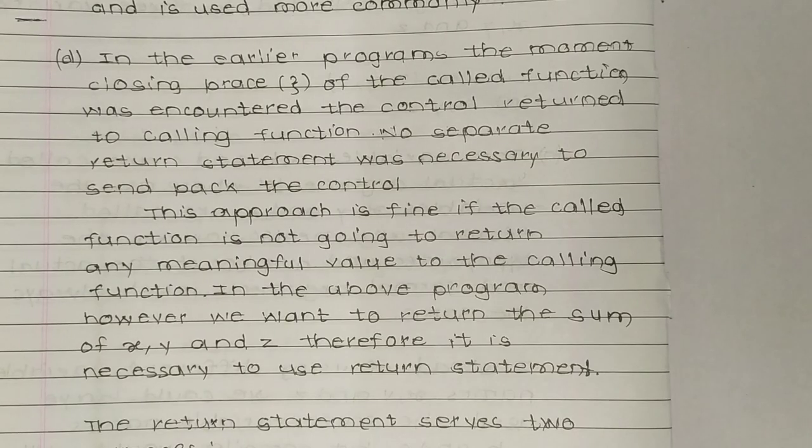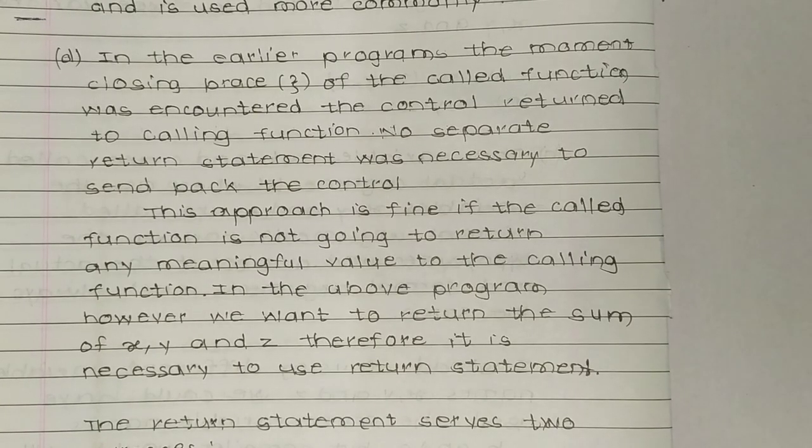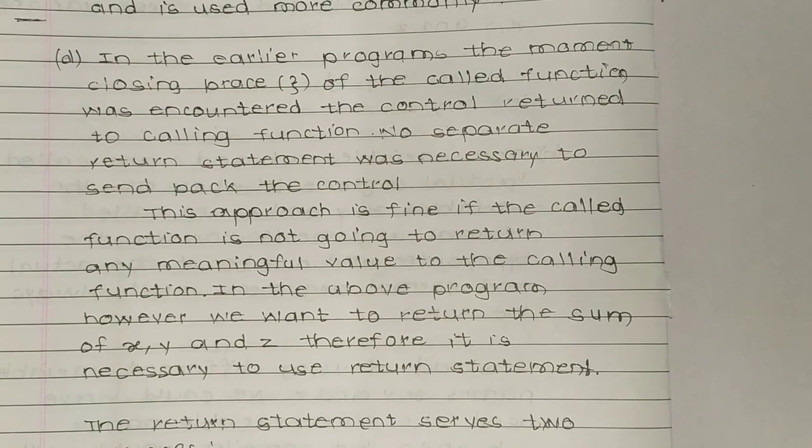No separate return statement was necessary to send back the control, because we were using only one function, that was main. When we used the closing brace of the called function, the control returned to the calling function, so we didn't have to call the main function again. That was the case before we used multiple functions.